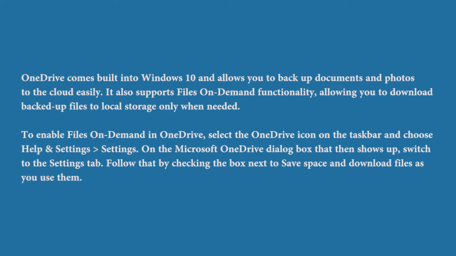To enable Files on Demand in OneDrive, select the OneDrive icon on the taskbar and choose Help and Settings. On the Microsoft OneDrive dialog box that then shows up, switch to the Settings tab. Follow that by checking the box next to Save Space and download files as you use them.